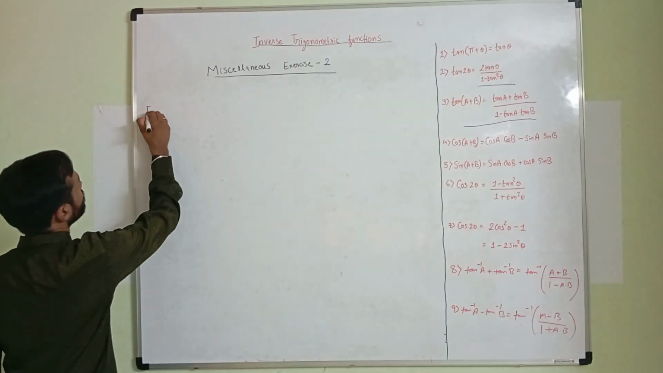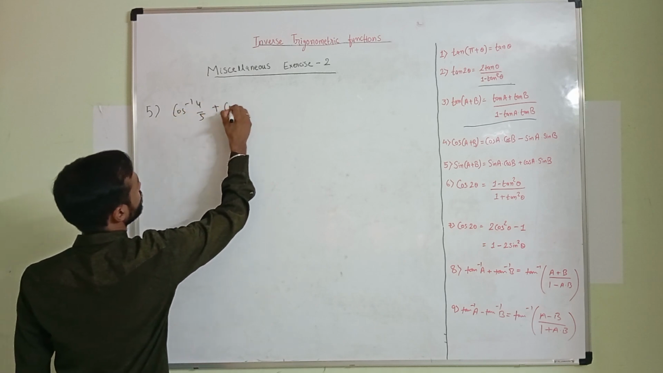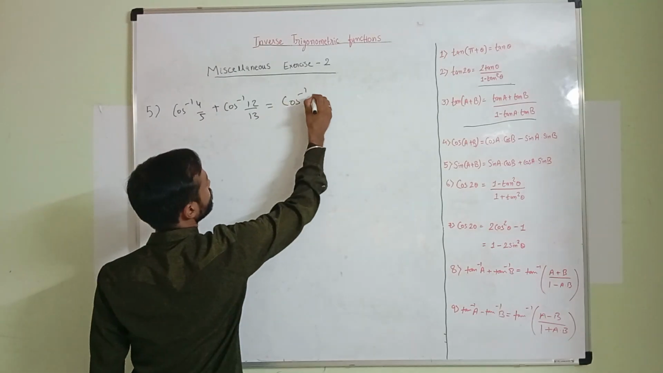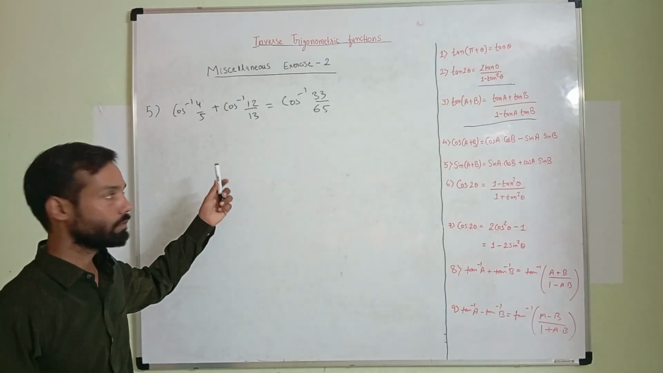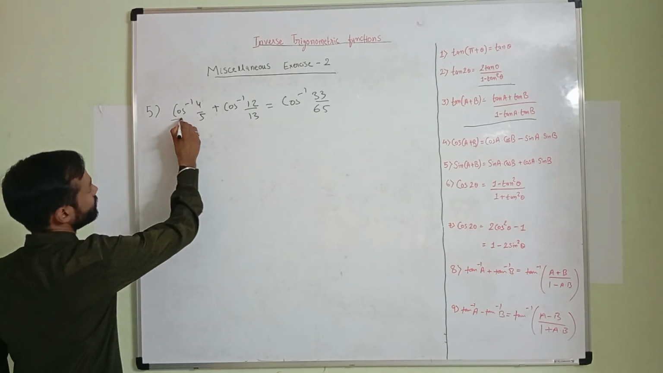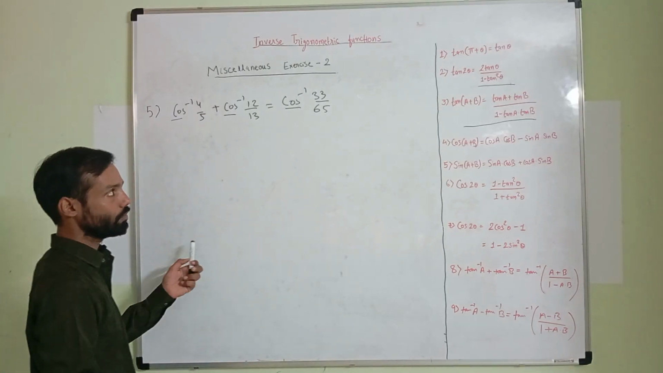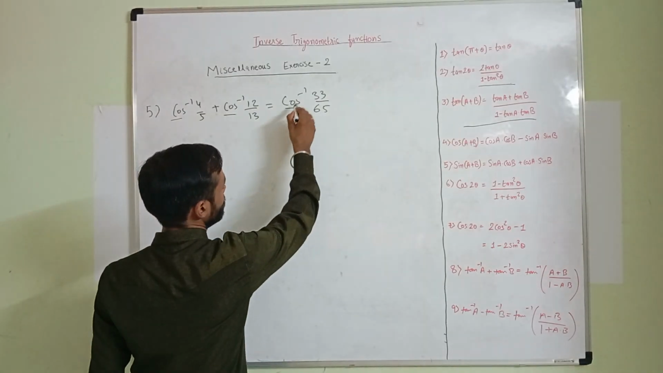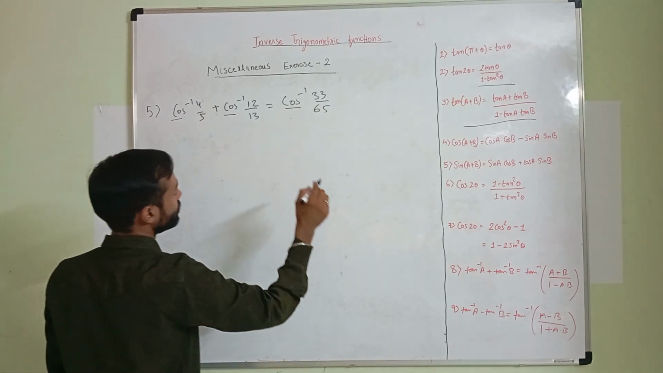Next is example number 5. Here we have to prove that the value cos inverse of 4 by 5 plus cos inverse of 12 by 13 is equal to cos inverse of 33 by 65. So it is similar to what we discussed in the previous numerical. The only difference is here all the values are given in terms of the cos function. So we will use another logic. In the previous one we applied the tan function because on the right hand side tan inverse was given, but in this, cos inverse is given, so we will use another equation.